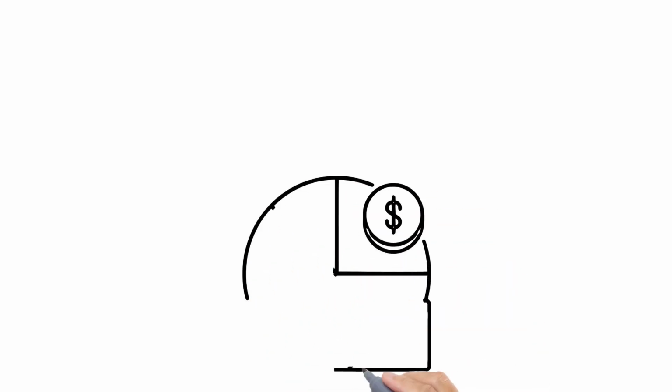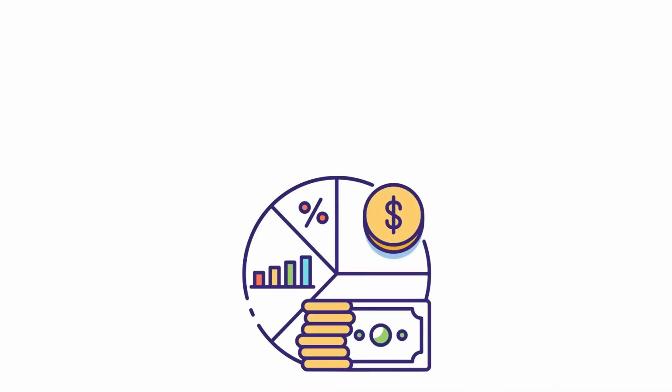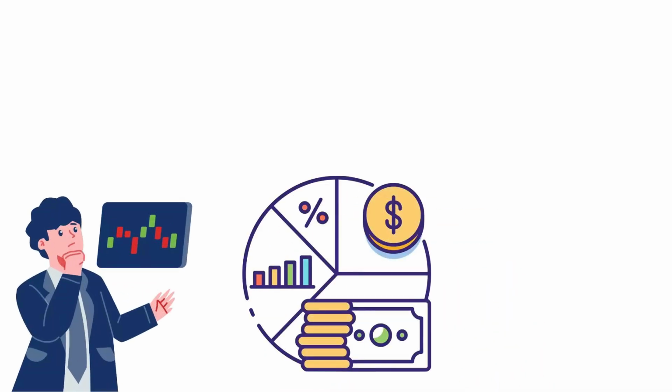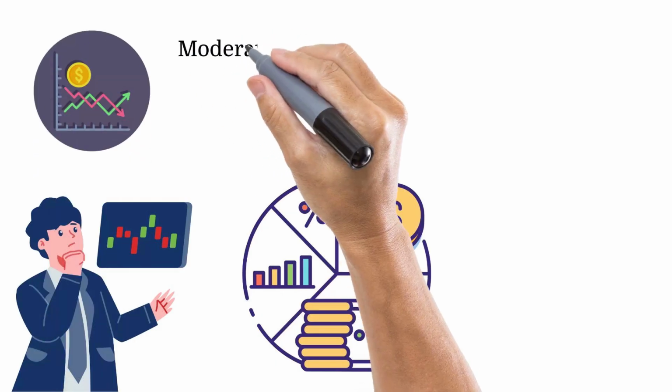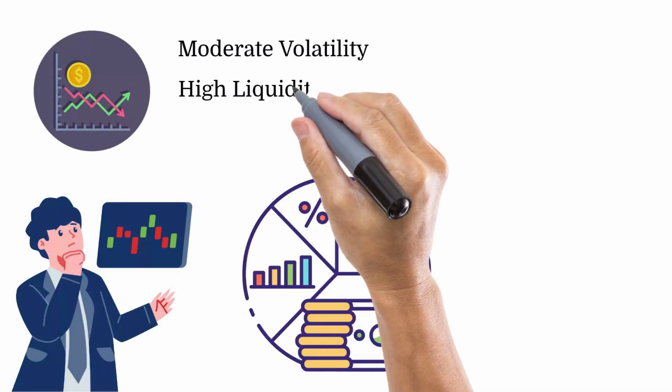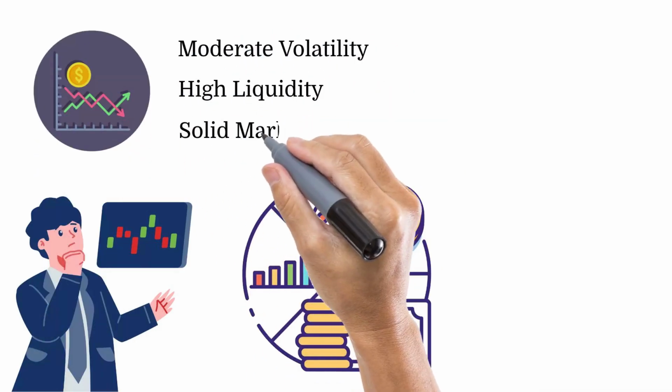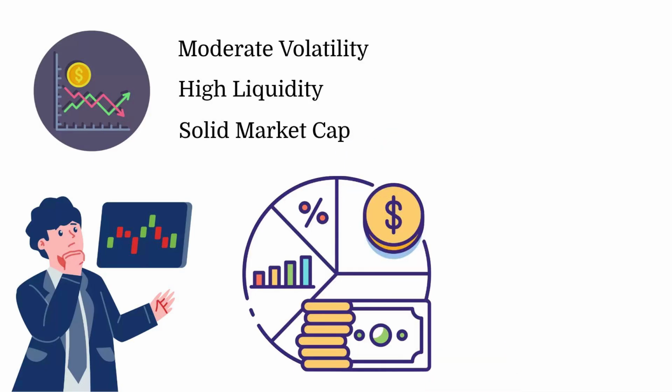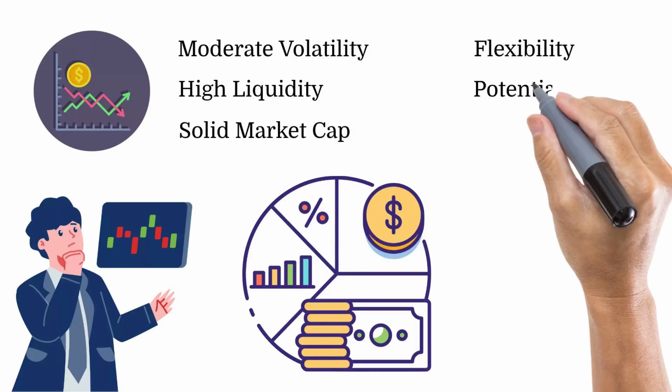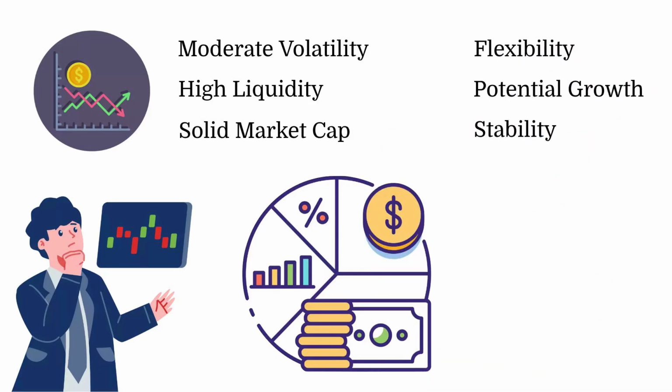To build a strong portfolio, it's not just about the stock price. A good stock is often one that's moderately volatile, highly liquid, and backed by a solid market cap. The kind of stock that gives you flexibility, potential growth, and stability all at once.